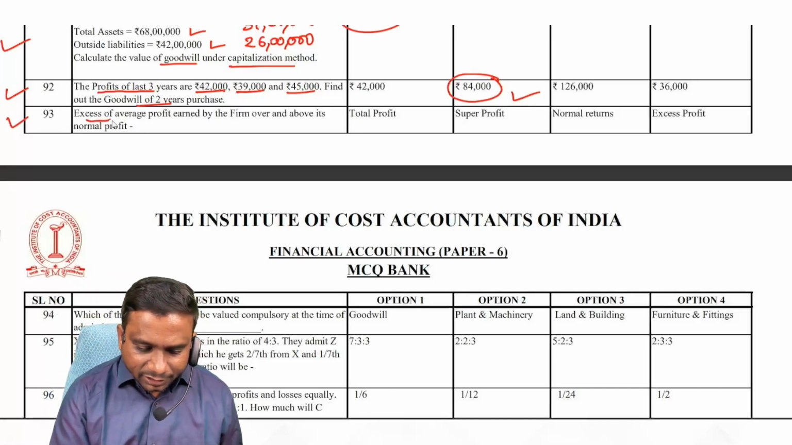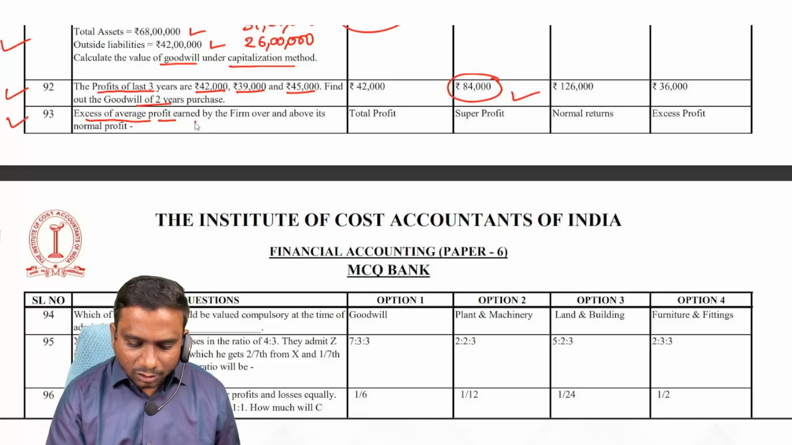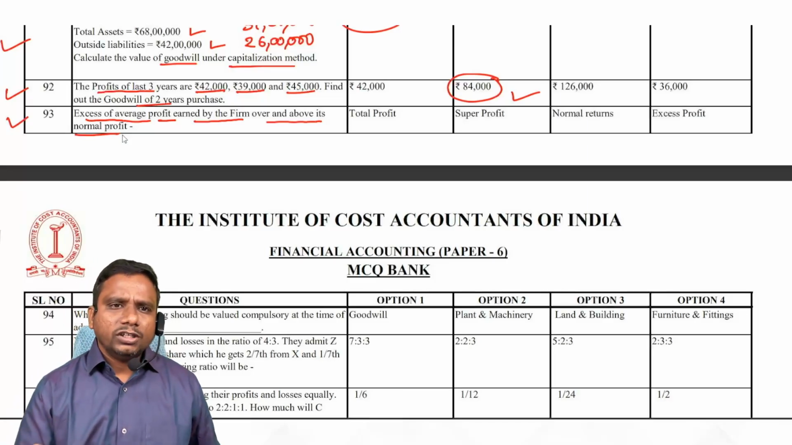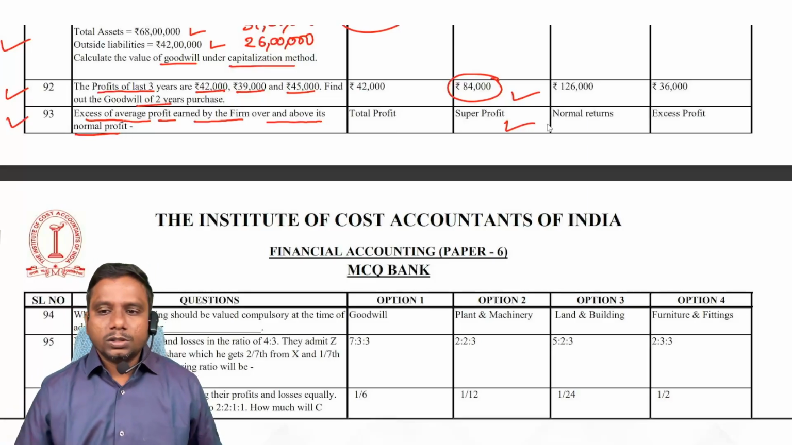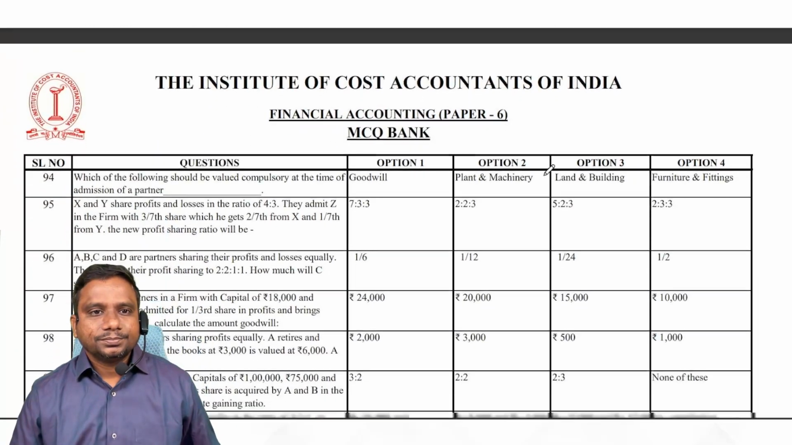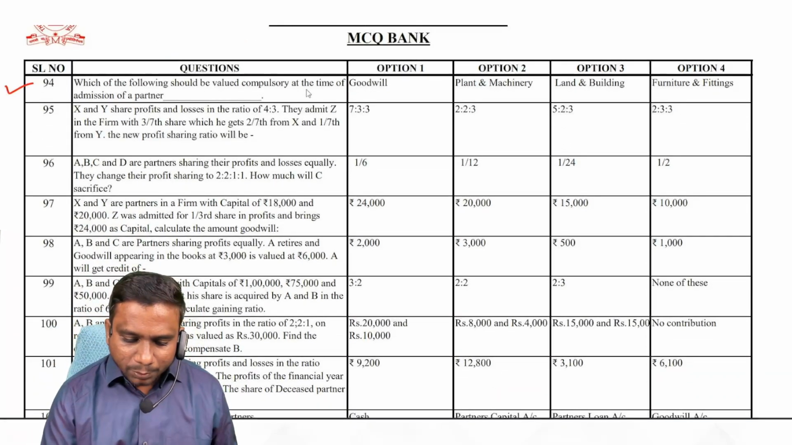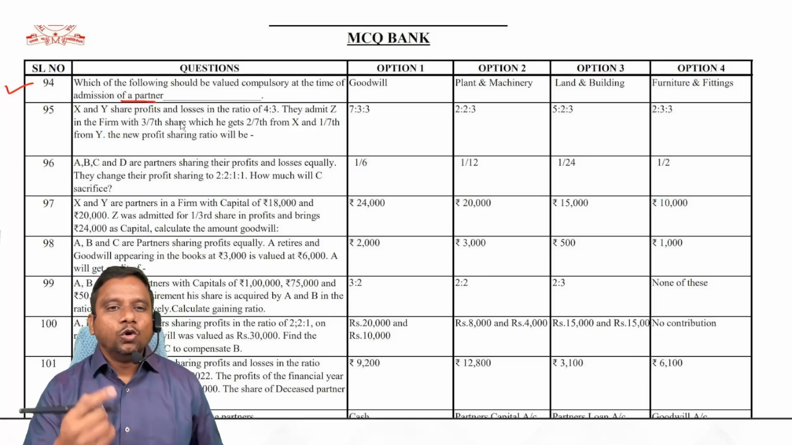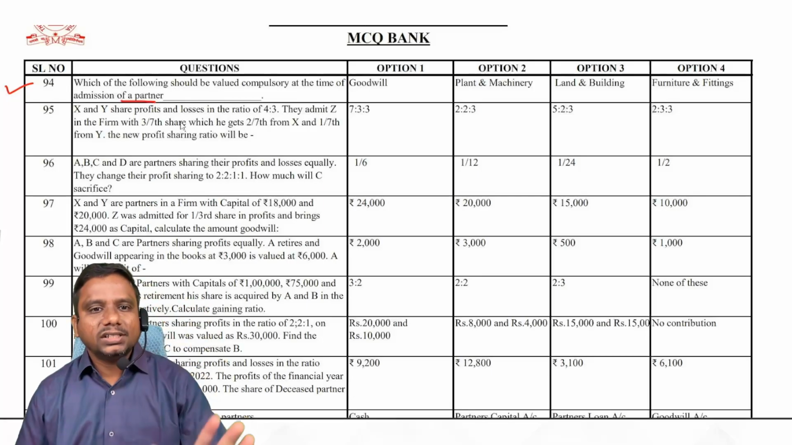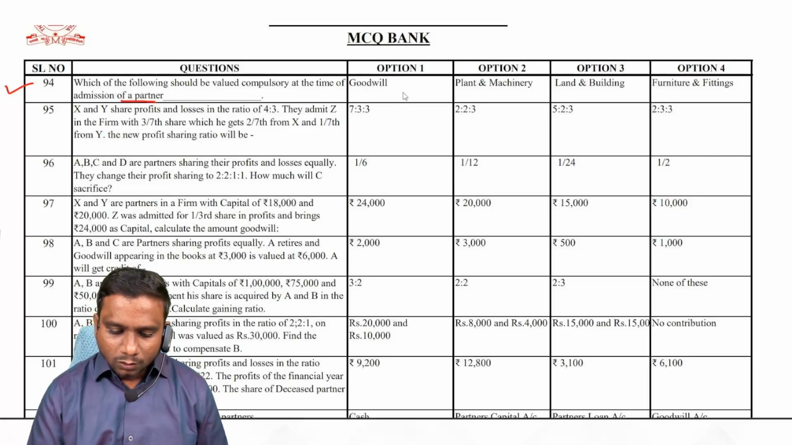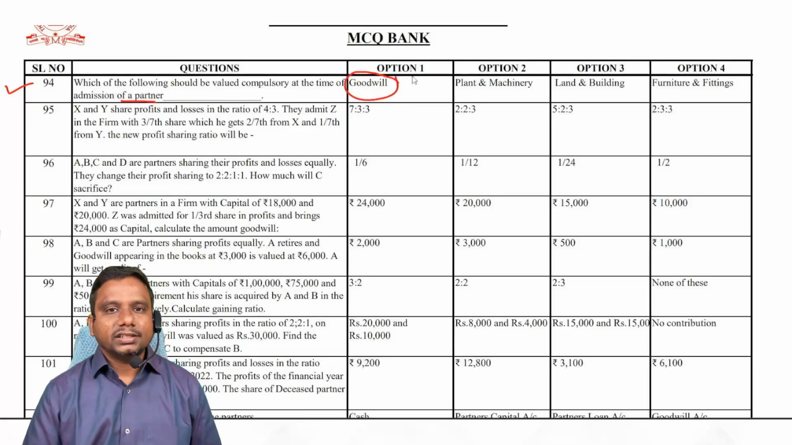93. Excess of average profit earned by a firm over its normal profit is called super profit. Super profit is equal to average profit minus normal profit. Next one, 94. Which of the following should be valued compulsorily at the time of admission of a partner? Goodwill. Goodwill is compulsorily valued not only at the time of admission, but also at retirement and death. So option 1 is correct.